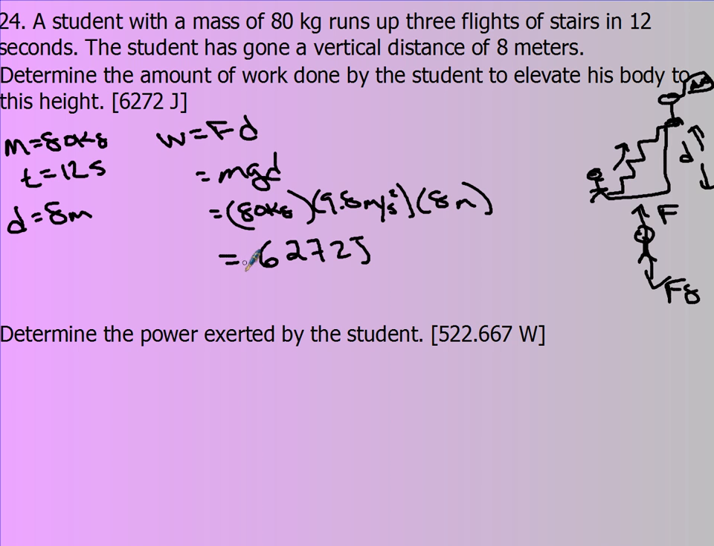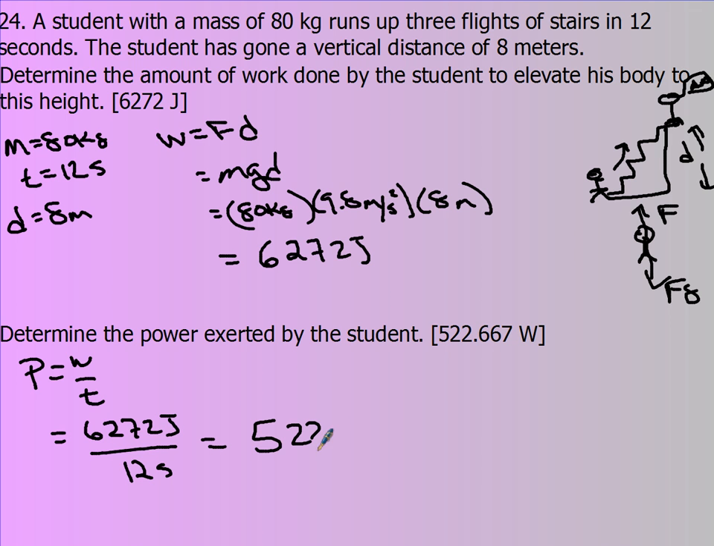What power is exerted? Well, let's see. Power is work divided by time. Your work was 6,272 joules, and your time was 12 seconds. So you get 522.7 watts. That's a terrible watt. Let me erase that. Try again.